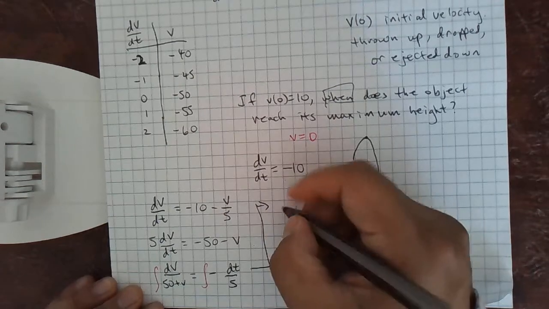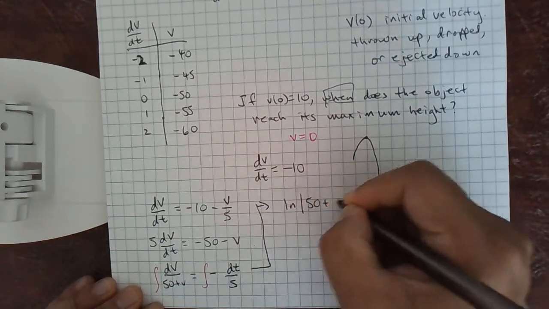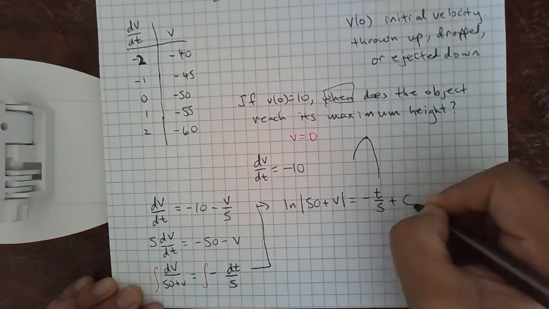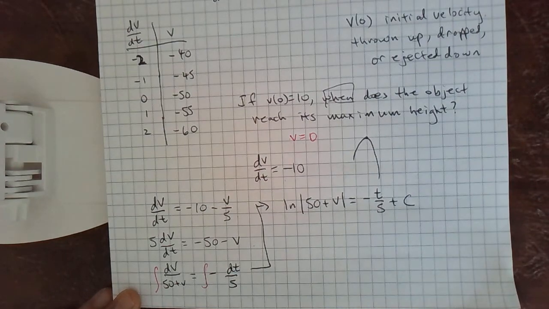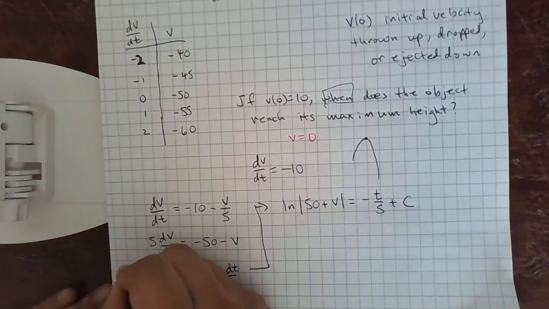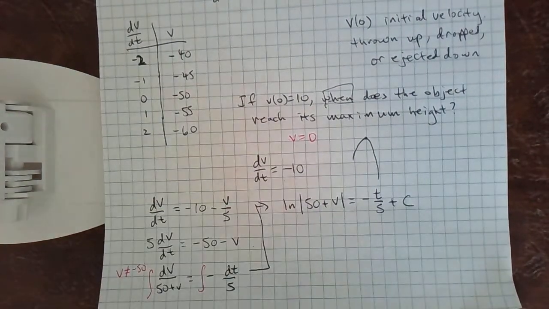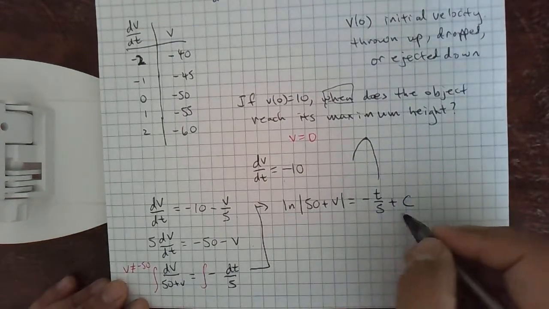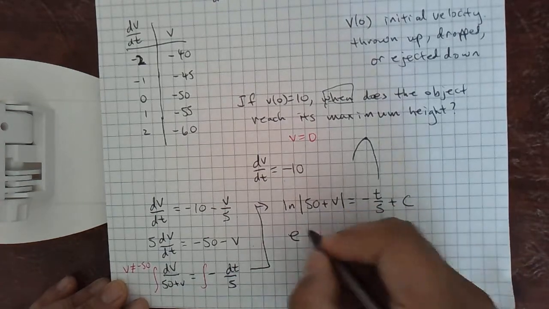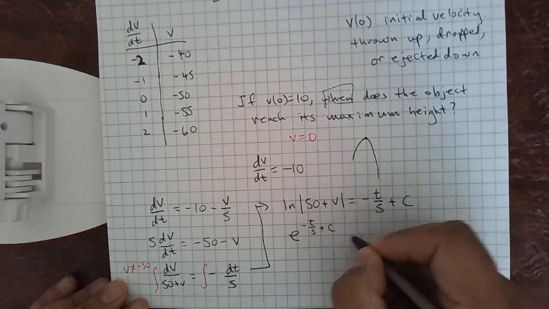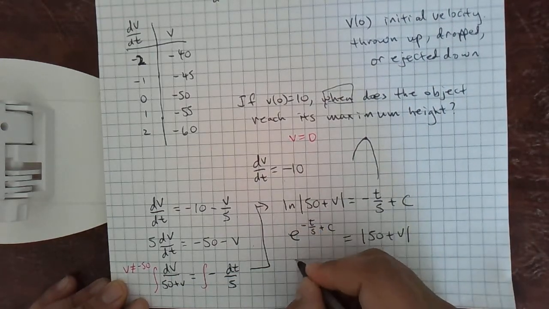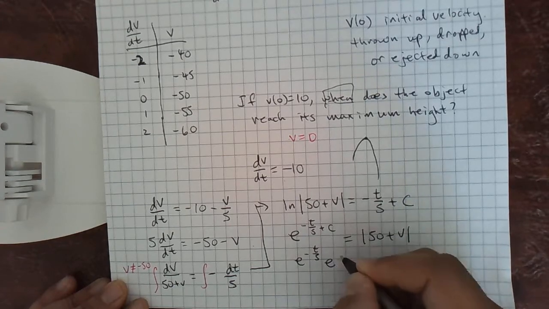Continue over here. We're going to get natural log of the absolute value of 50 plus v is negative t over 5 plus some constant. You only need the constant on one side. And notice we divided by 50 plus v, so we have this little domain thing where v cannot be negative 50. Note that is the terminal velocity. So we might want to take care of that in a minute. And then this is the power you put on e to get this thing. So if I put that power on e, I get absolute value of 50 plus v. And then this is the same as e to the negative t over 5 times e to the c.